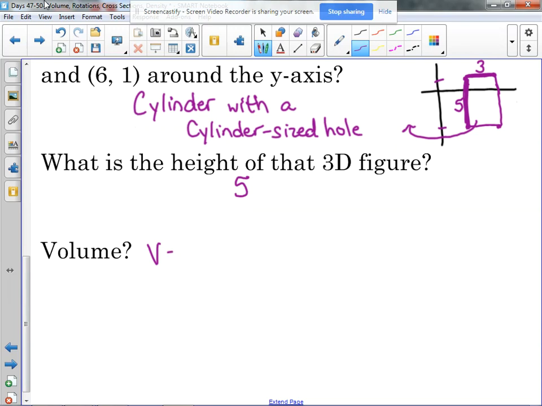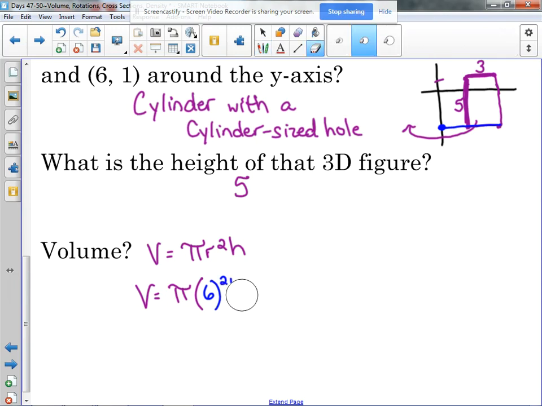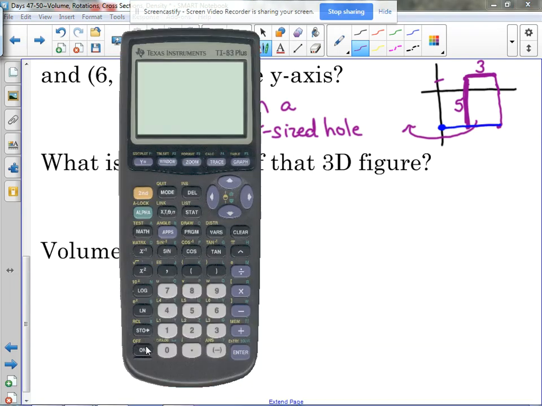So the volume of the outside, we're talking about cylinders, so it's pi r squared h. What's the radius of the outside cylinder? Remembering, we've got to start here and go to the outside. What's that radius? We're going to start on the y-axis and go all the way to the outside. 6. The x-coordinates of those points were 6. So that radius is 6. I know h. So we've got 36 times 5, 180.